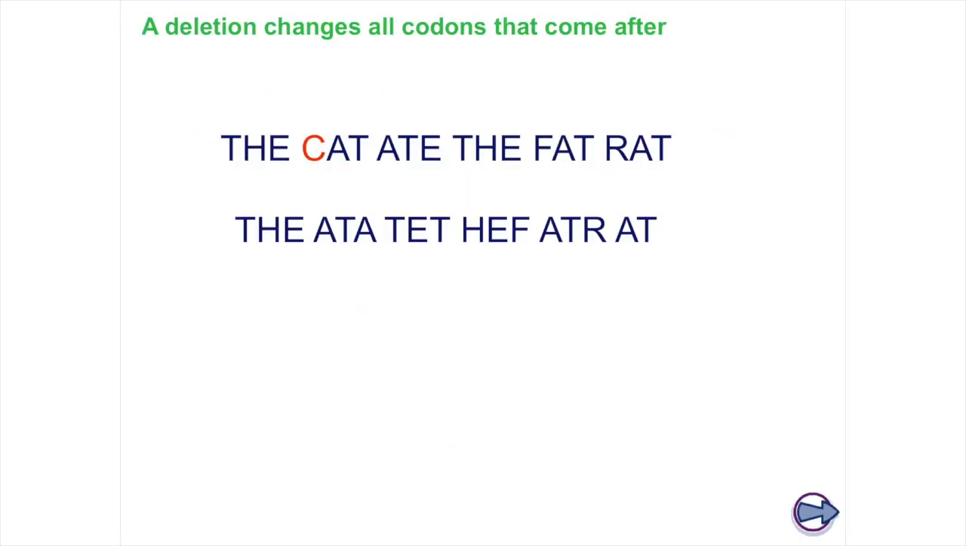There are 2 other types of mutations other than point mutation. One type of mutation is called deletion. A deletion is one that removes or deletes a base on DNA. So let's say that this C was deleted. This will cause what is known as a frame shift.